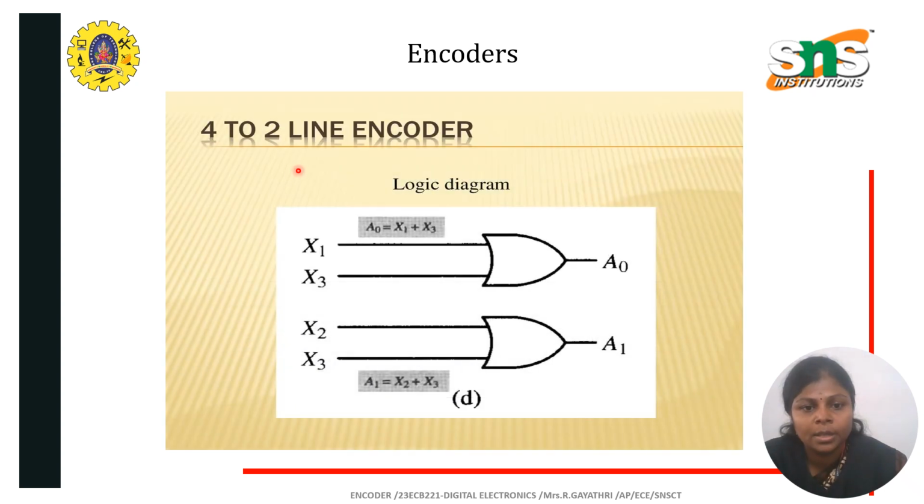Then coming to the logic diagram of the 4x2 encoder, for A0 the expression will be Y1 plus Y3, and for A1 the expression will be Y2 plus Y3. So it is implemented with the help of OR gates, where the encoder is built with OR gates and the decoder is drawn with the help of AND gates.